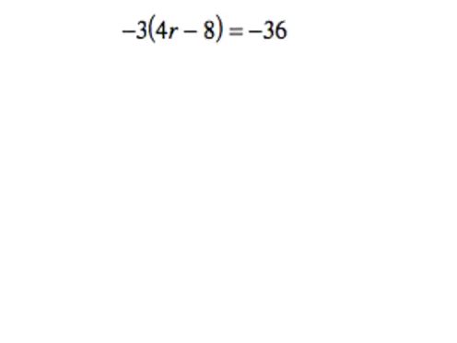For the next example, we've got negative 3 times 4r minus 8 equals negative 36. To clean this one up, I want to try to get rid of the parentheses. So I'm going to distribute this negative 3 times 4r and negative 3 times negative 8. Negative 3 times 4r gives me negative 12r, and negative 3 times negative 8 gives me positive 24. And that's all still equal to negative 36.